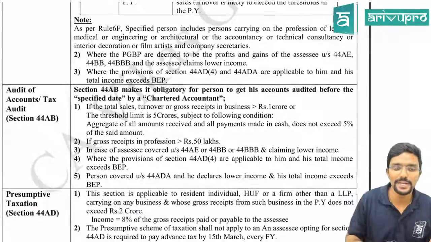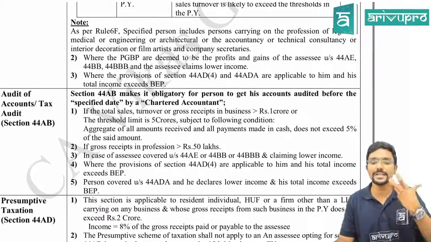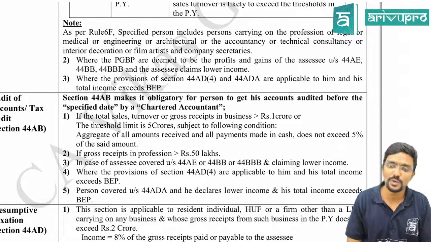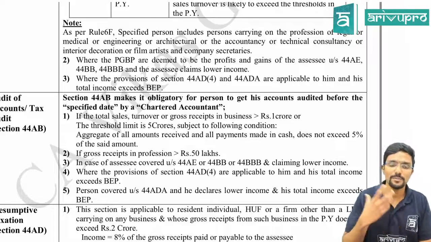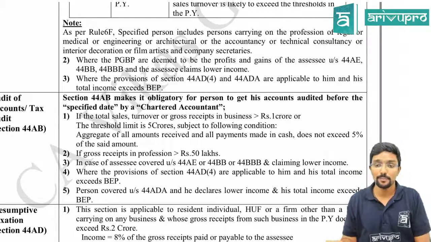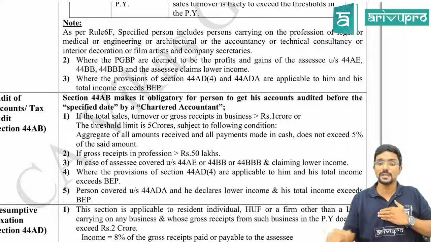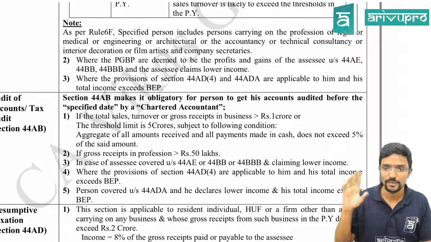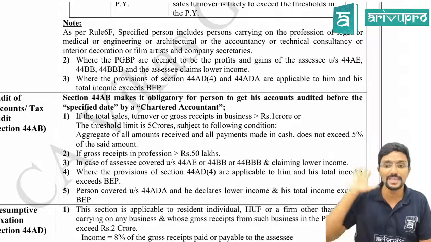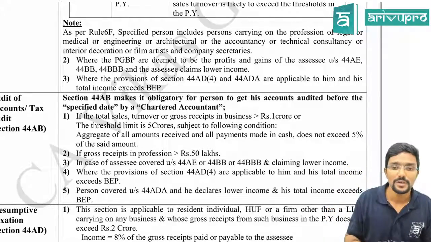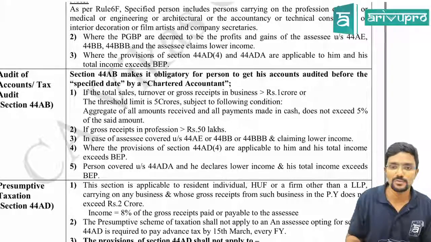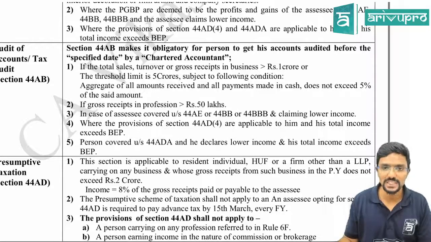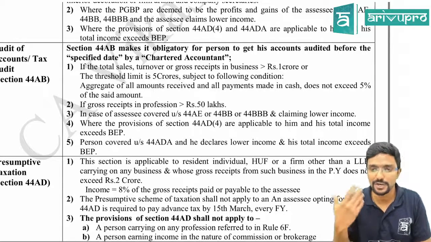Clear? Then coming to audit cases, 44AB will tell who should get their accounts audited. In case you have any business, if your turnover crosses 1 crore, you should get your accounts audited. But for some small businesses, the limit is extended to 5 crore. But you have to receive all your receipts and make all your payments with not more than 5% in cash. So minimum 95% should be in any mode other than cash. It is like that. Agree? So only in that case the limit will be 5 crore, or else 1 crore. Then if you are carrying on any profession, the limit is 50 lakhs. So if your gross receipt is more than 50 lakhs, then you have to get your accounts audited.